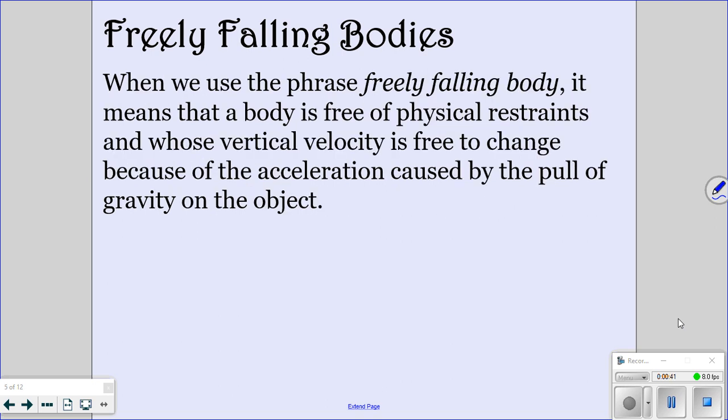When we use the phrase freely falling bodies, it doesn't mean that a human is falling off of a building. It just means that a body or an object is free of physical restraints and the vertical velocity is free to change because of the acceleration that's caused by gravity. So it could be a human falling off of a building, but more often than not, it's just some random object. Think of a ball as more what we're going to be looking at. Just a ball dropped from the top of the stadium or out of the window or whatever. That's more what we're going to be looking at today.